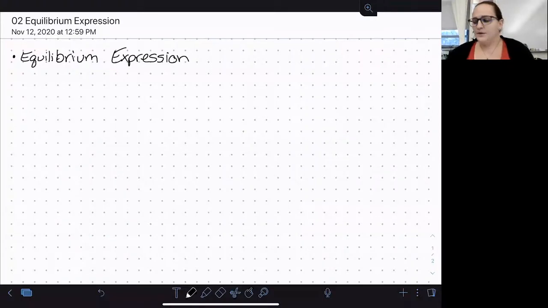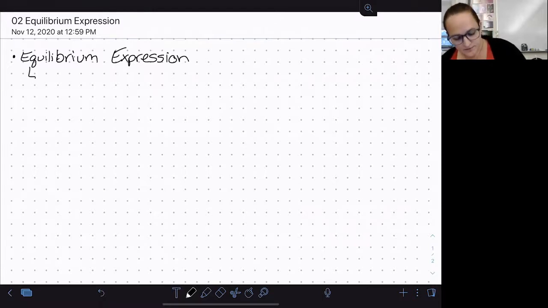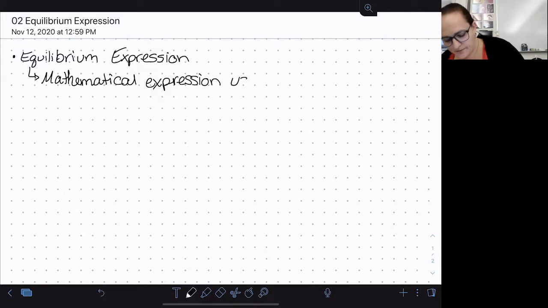So in the last video, we introduced the idea of the equilibrium constant as what tells us which way a reaction leans at equilibrium, whether it is product favored or reactant favored. In this video, we're going to be discussing how we can actually calculate the equilibrium constant. And that is using what's known as the equilibrium expression. So this is the mathematical expression that we use to describe the product to reactant ratio.